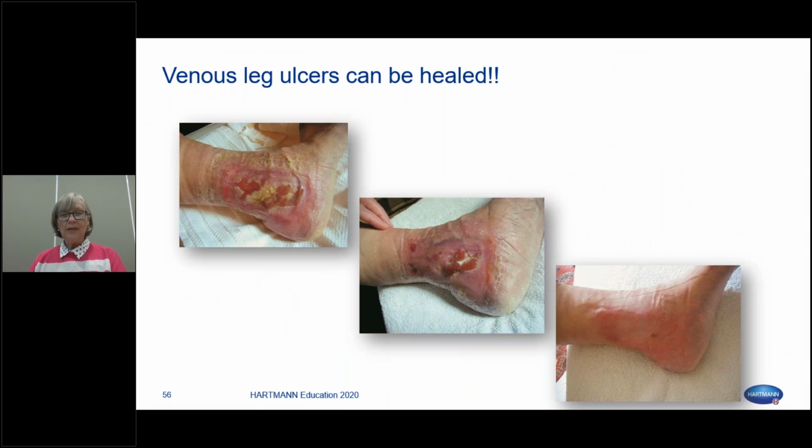So with the right treatment, these ulcers can be healed. It's the compression that makes all the difference, not what's applied to the ulcer. This person was treated for 2 years with minimal healing and no compression before being seen by someone who recommended compression therapy, and he was healed within 12 weeks.